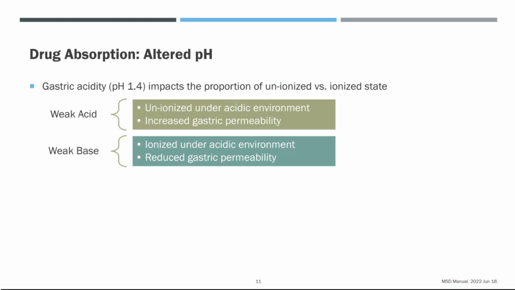And on the other side of drug absorption, about the altered pH. Our gastric acidity under normal conditions is a pH of 1.4. Under these conditions, medications' proportion of unionized versus ionized state will be impacted if the gastric acidity changes. Medications that are considered weak acids remain unionized under acidic environment and have increased gastric permeability. In contrast, medications considered weak bases remain ionized under acidic conditions and therefore have reduced gastric permeability.